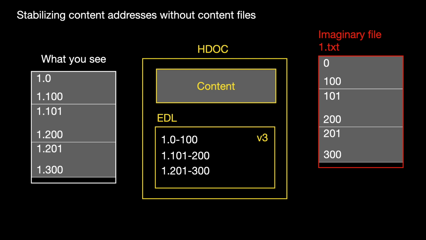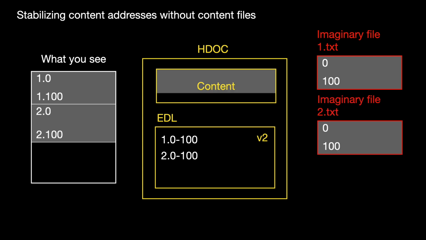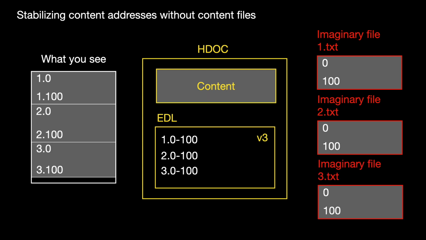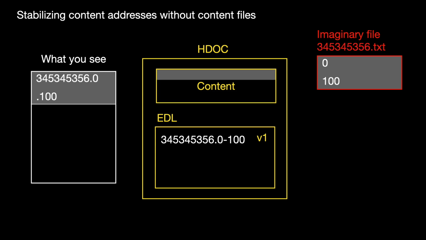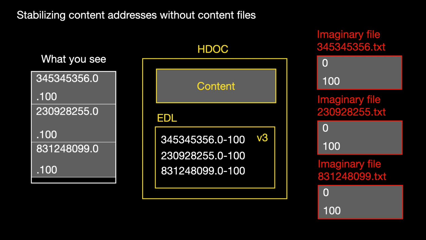Let's say you don't want to do that. Then you could simply create a new imaginary file every time new content is added. But now you would have to keep track of the number of files. Let's say you don't want to do that either. Then you could use large random numbers as the names of imaginary files. This way, we not only avoid storing content separately from the document, but also eliminate the need to store any additional information.